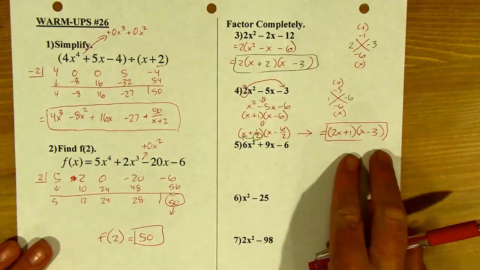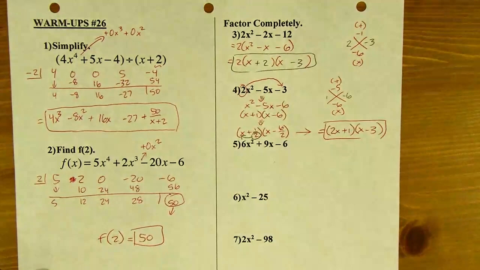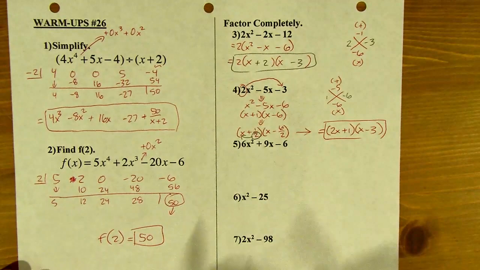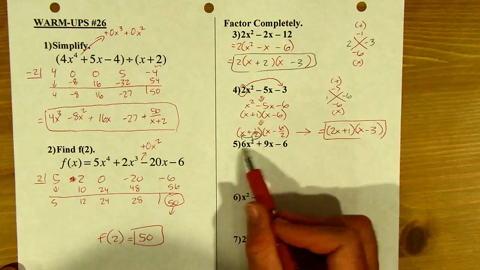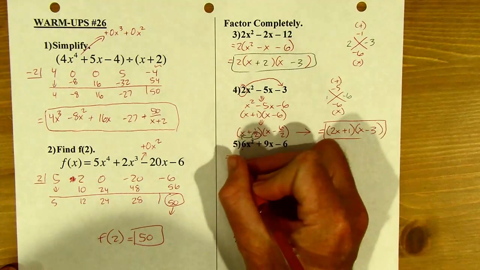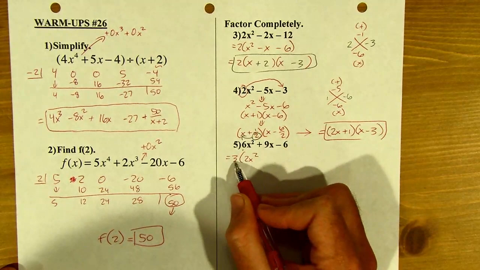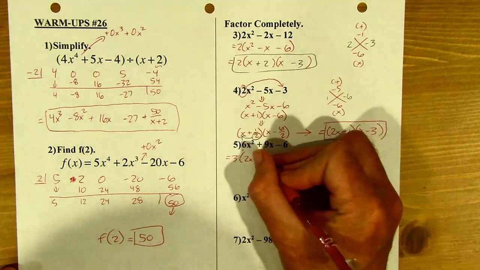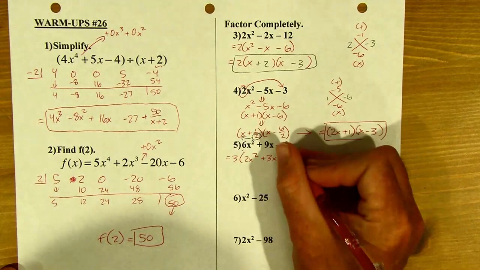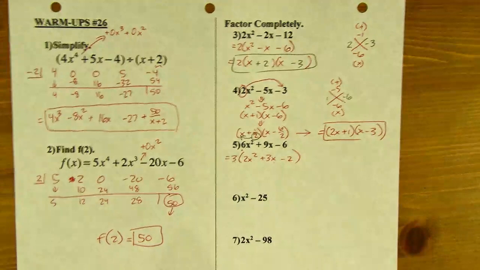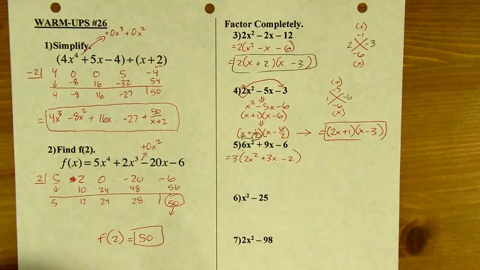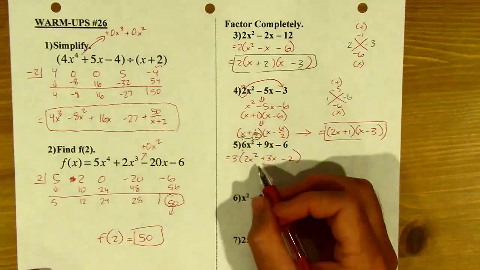You can always test it out, multiply it back together, should give you that. Okay. Next up, I do have a common factor here. 3 goes into everything, right? So let's factor a 3 out. So I'm thinking 3 times what is 6x squared, 3 times what is 9x, that would be 3x, and 3 times what is -6, okay? And now this remaining part, I'm going to factor again, okay?